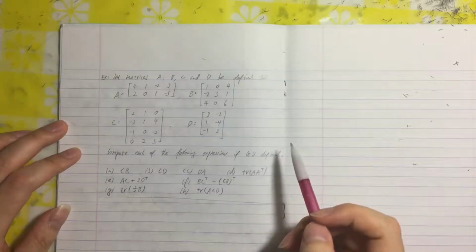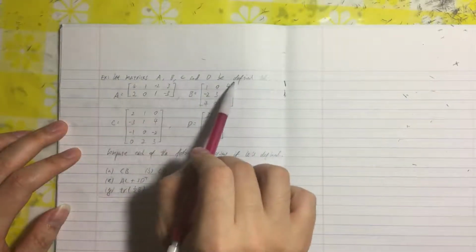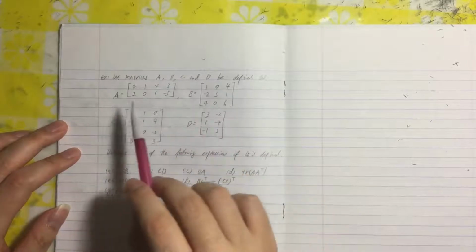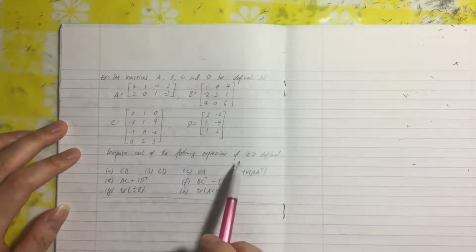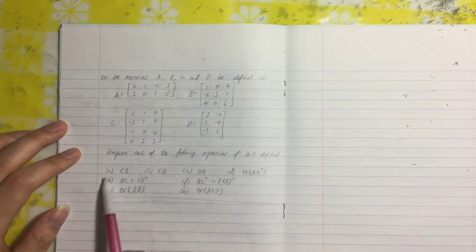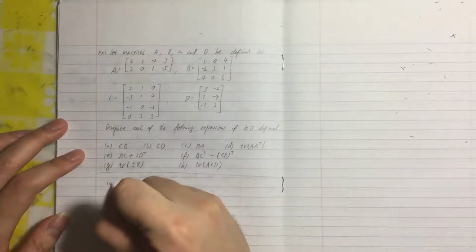Next, look at some examples about matrix operations. Let matrices A, B, C, D be defined as the following matrices. Compute each of the following expressions, if it's defined. Part A, let's compute C times B first. How do we compute C times B?